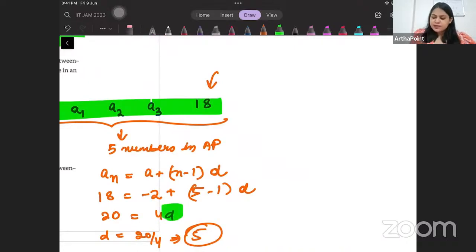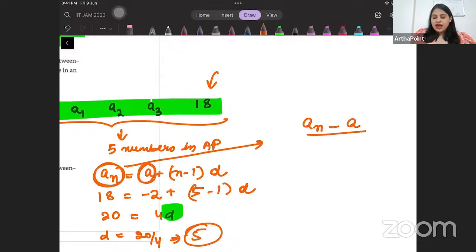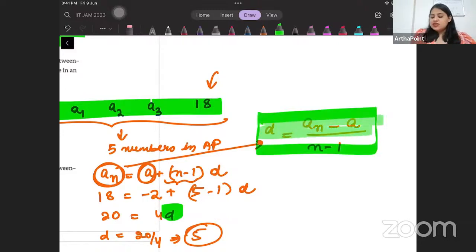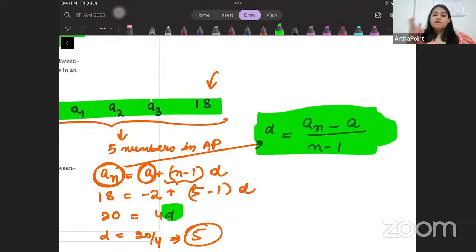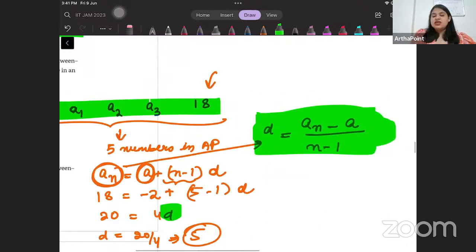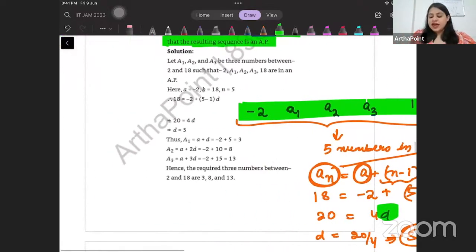How did I find this D? Beta, this was the last number of the series. This was given to you. I subtracted the first number of the series and divided it by N minus 1, and I got the common difference D. This is the formula to find the common difference D. Once you have found this common difference D, then you can go ahead and find the entire series.